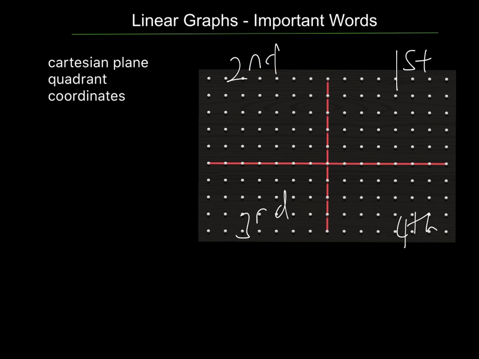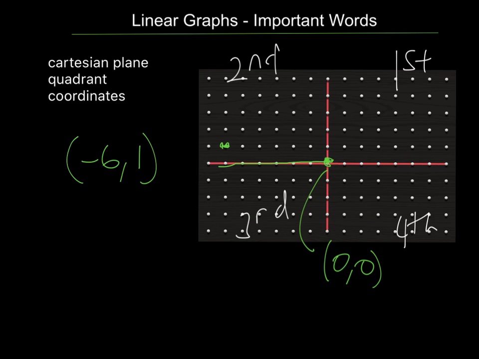And each point on the Cartesian plane has coordinates. So this point right in the middle here, its coordinates are 0 and 0 because I've moved nowhere in the x direction and nowhere in the y direction, so I'm at the middle. Another point over here, this one here, is minus 1, 2, 3, 4, 5, 6, so minus 6 and plus 1 up in the y direction. So minus 6, plus 1.